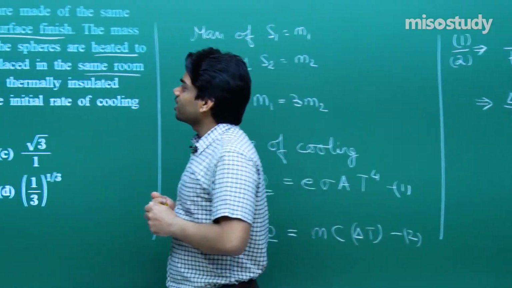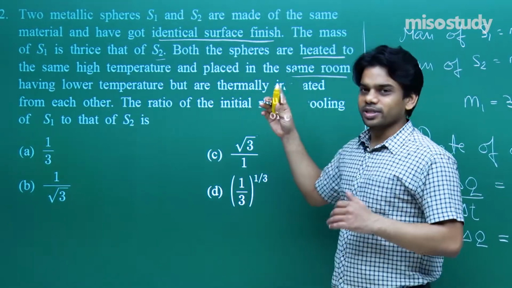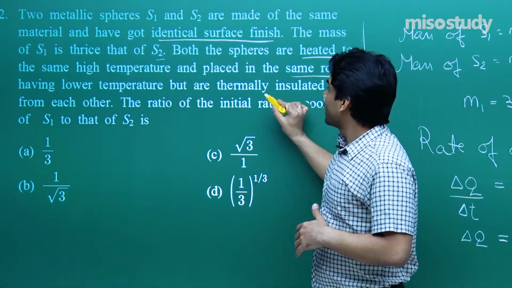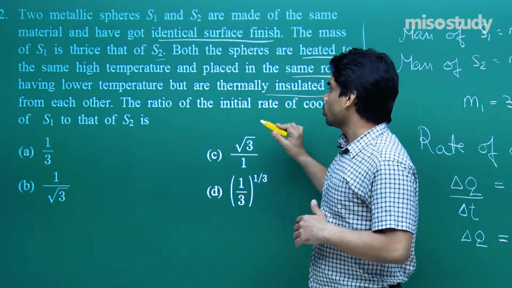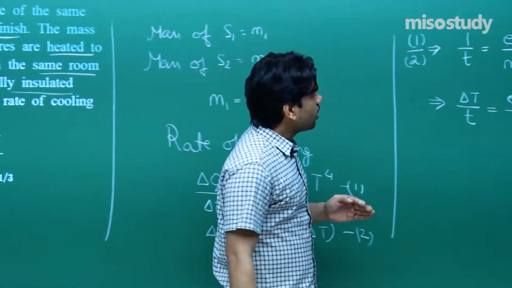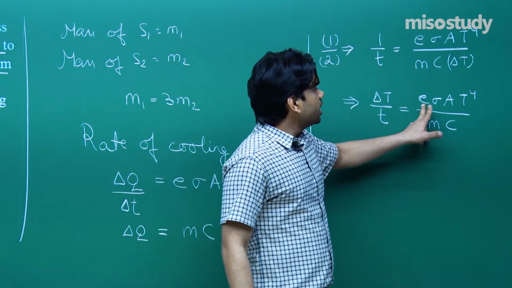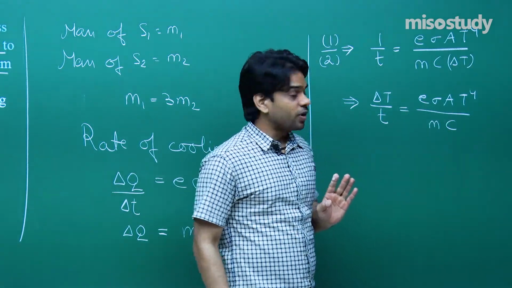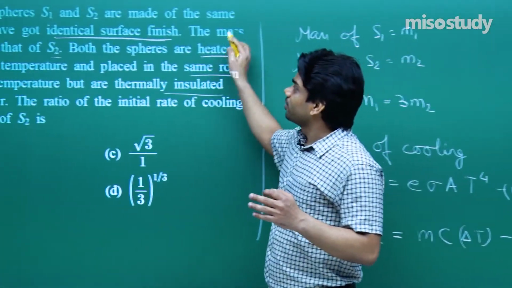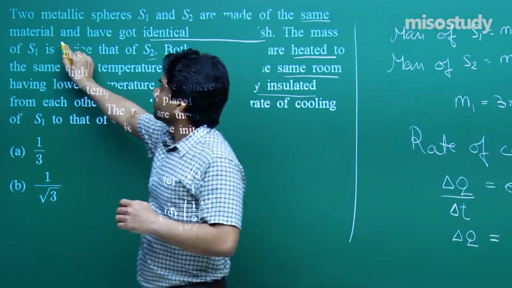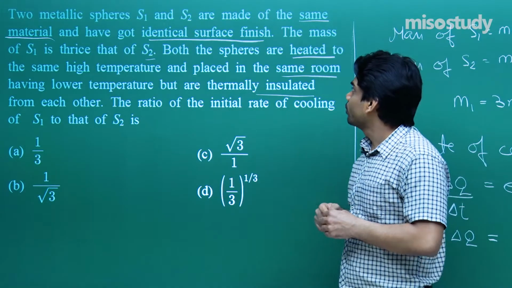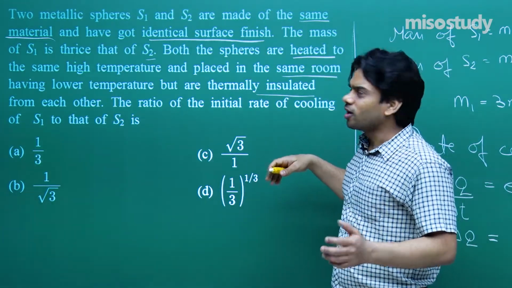Now you see here, both these spheres are heated to same high temperature, that initial temperature is same, and placed in the same room having lower temperature but are thermally insulated from each other. The ratio of the initial rate of cooling of S1 to that of S2. So initial rate of cooling we need to actually obtain. Here you see E, sigma, A and M, that is what we are having. Now they are made of same material and have got identical surface, that is E sigma will be same. E will be the same and sigma is already a constant, Boltzmann constant.